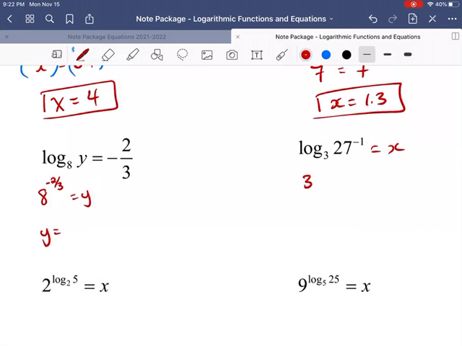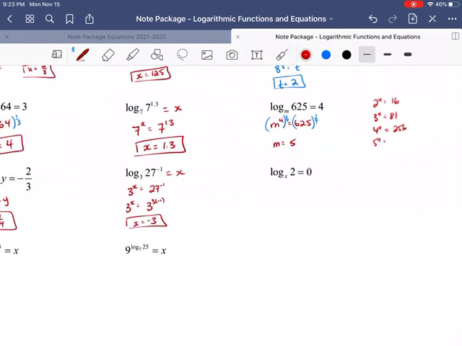All right, 3 to the x is equal to 27 to the negative 1. So common bases, we can turn 27 into a common base. And we're going to get 3 to the x is equal to 3, and then 3 times negative 1. So therefore, x must equal negative 3. Oh, I never solved this one over here. 1/4. All right, x to the 0 equals 2. Well, anything to the 0 exponent is 1. So this is not possible.